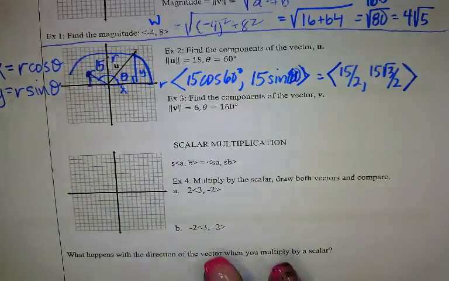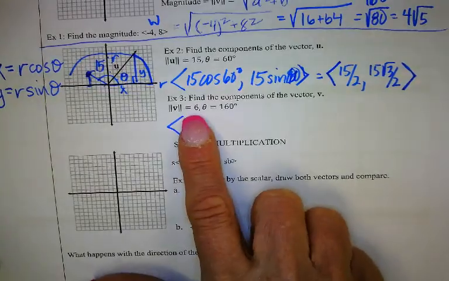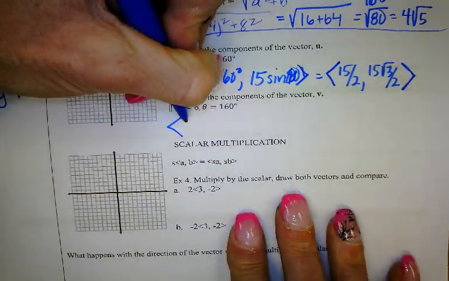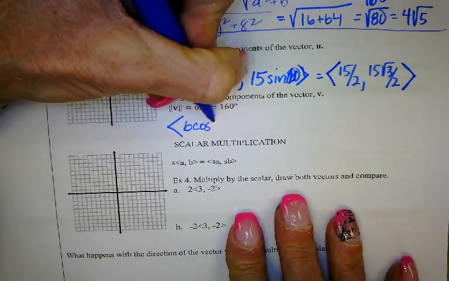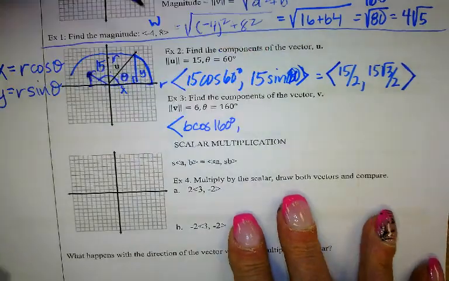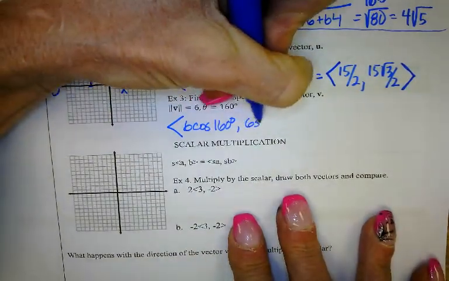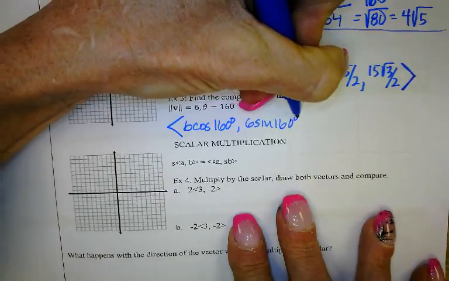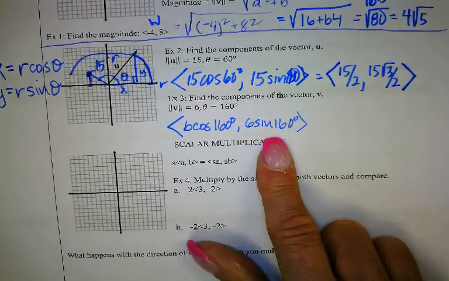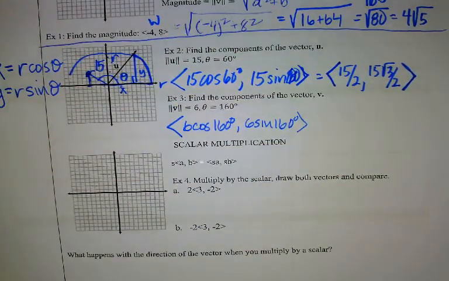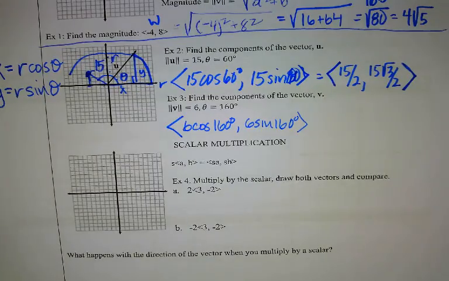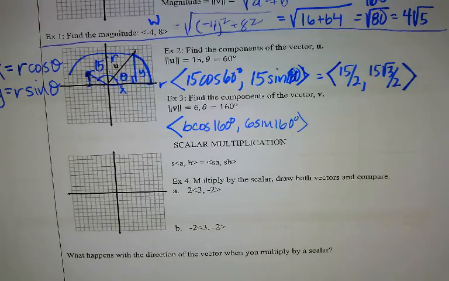So the x component will be 6 times the cosine of 160, comma, 6 times the sine of 160. Now, 160 is not an angle measure on my unit circle, so I'm just going to get a calculator out and calculate. I need you to get a calculator out. I'm fresh out of calculators over here, so make sure you're in degrees.